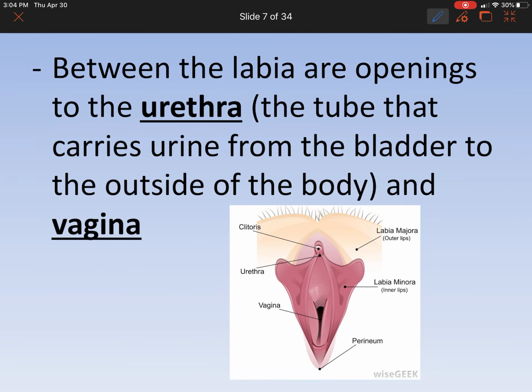Now, between the labia are openings to the urethra. The urethra is the tube that carries urine from the bladder to the outside of the body and the vagina. Here is a picture of the female reproductive system. You'll notice the urethra is right there, in front of the vagina. This is the vagina there. And then the labia, again, is outside there.